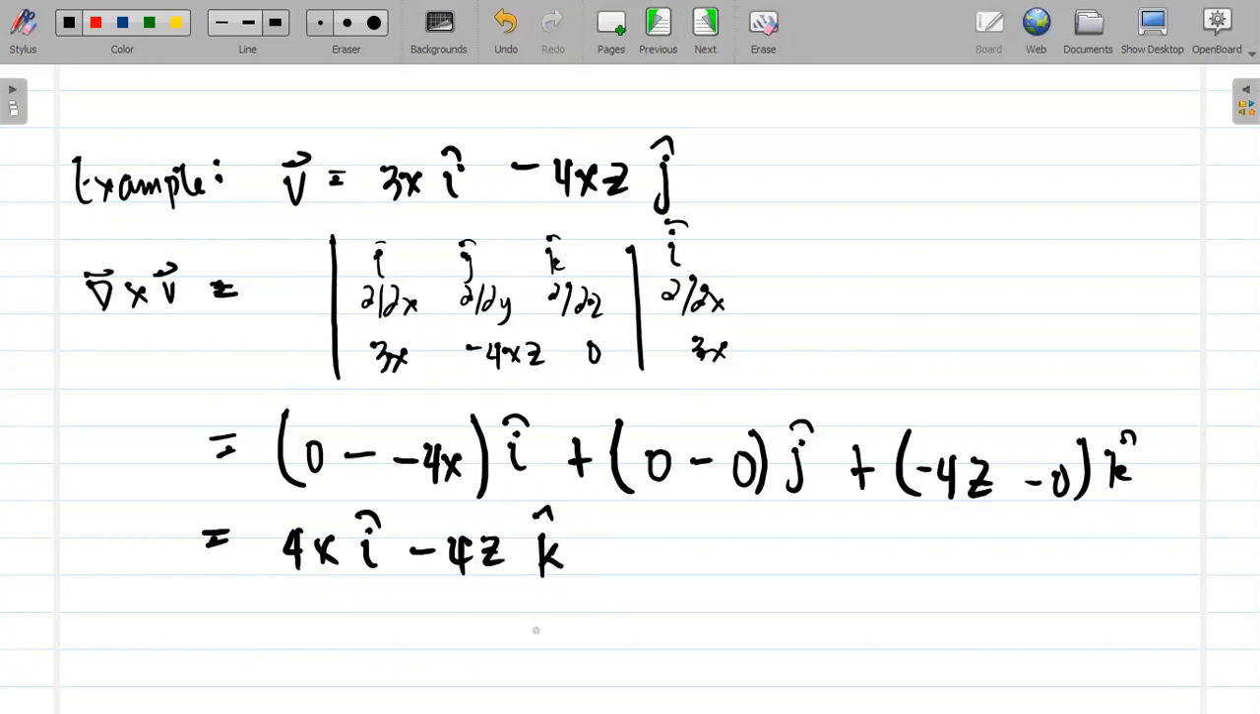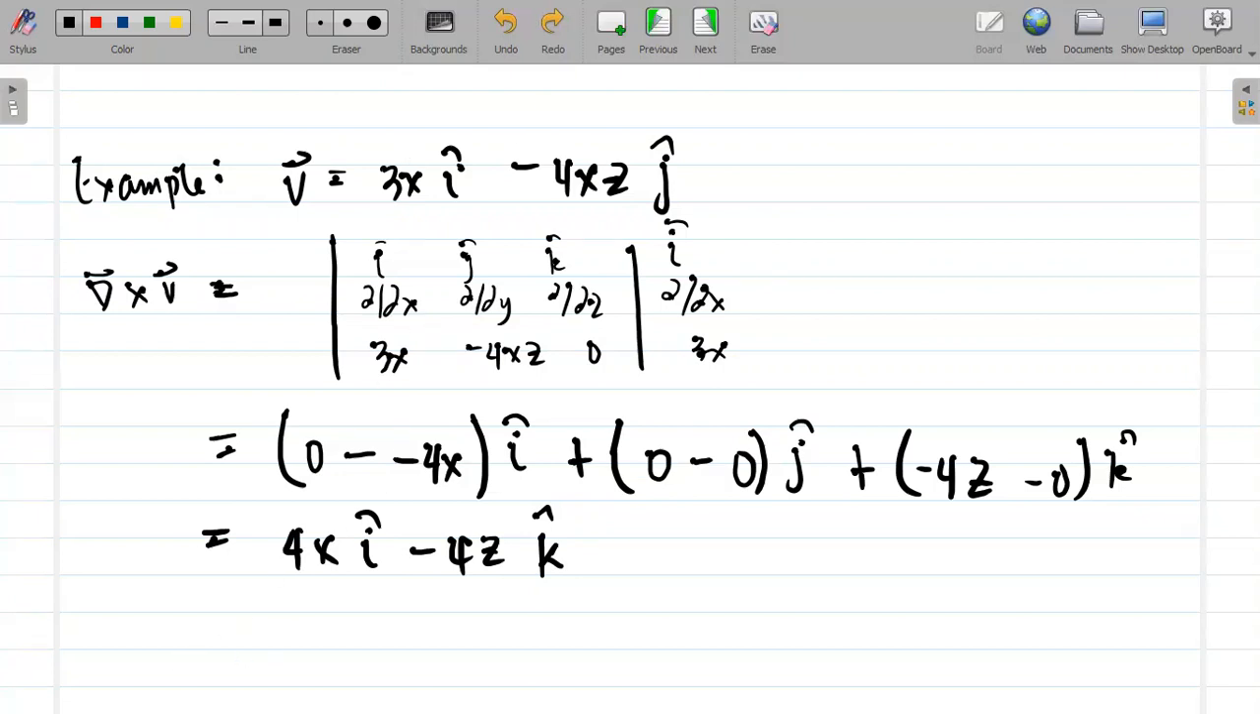Now, class, malinaw ba how we got this answer? Yes. Sarado ko nga itong bintana. Ang ingay ng mga bata sa labas.